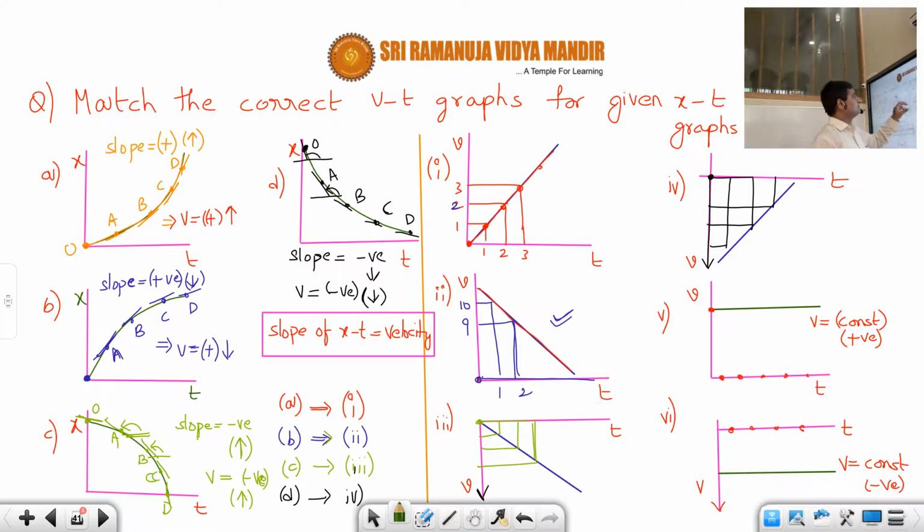VT is here. Suppose first one, V is increasing and positive. That means slope should increase and positive. So that means option A only will come. Same way second one, V is positive, V is negative. Correct or not, students? Second one, V is negative and also slope should decrease because velocity is decreasing. Correct or not, students? So V is positive, and also slope should decrease, correct or not?